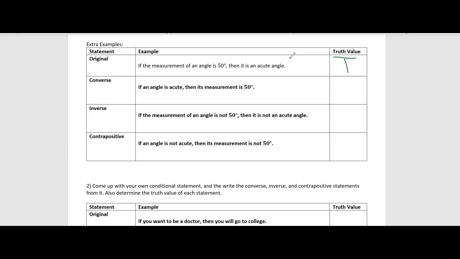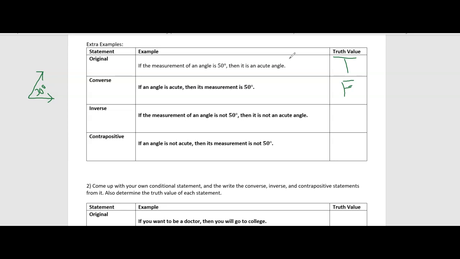This statement is true. The converse says if an angle is acute, then its measurement is 50. Well, this is clearly false because I can have an acute angle, but its measurement does not have to be 50. It could be 30. There's our counterexample. So false.